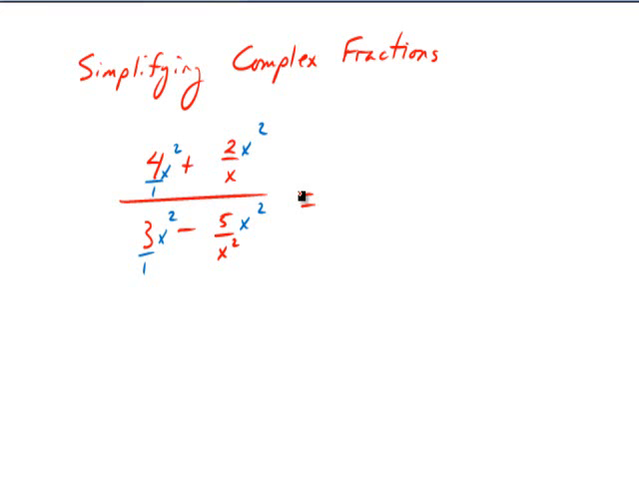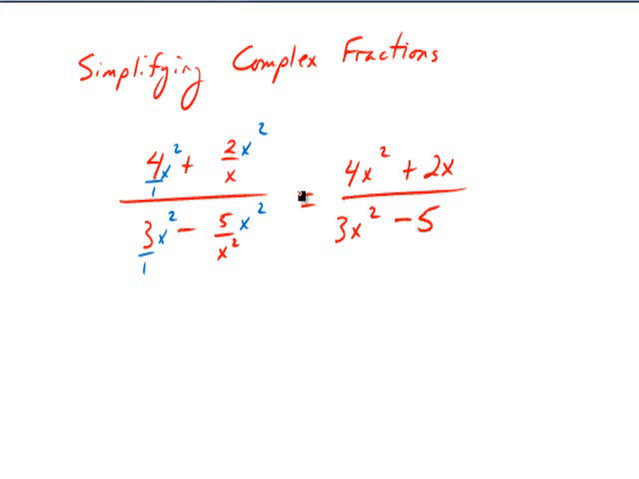Simplify each fraction. 4x squared over 1 is 4x squared. The 2x squared over x reduces down to 2x. 3x squared over 1 is 3x squared. And the x squareds cancel for the last term in the denominator to give us just minus 5. In one step, we basically reduced our complex fraction down to a simple fraction.